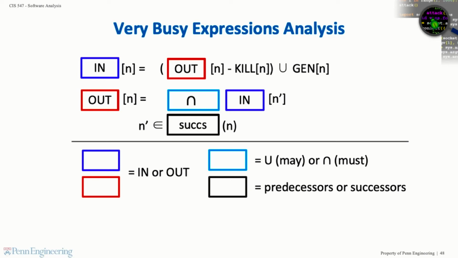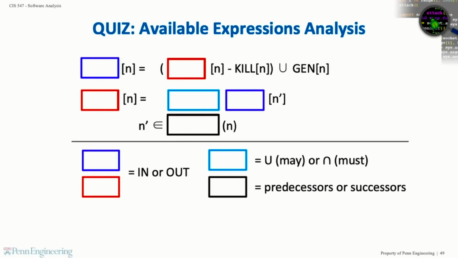This analysis computes must information because the goal of the analysis is to find expressions that are used along all paths before any variable occurring in them is redefined. Therefore, we fill in the purple box with the set intersection operator. Furthermore, the analysis propagates this information about very busy expressions backwards in the control flow graph. Therefore, we fill in the blue boxes with in sets, the red boxes with out sets, and the black box with successors.